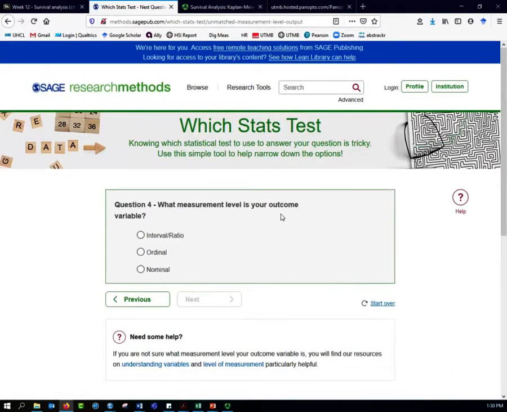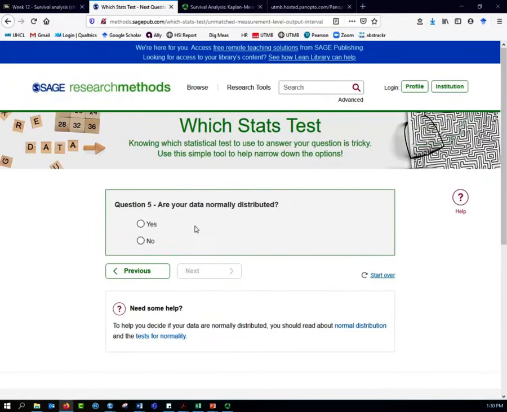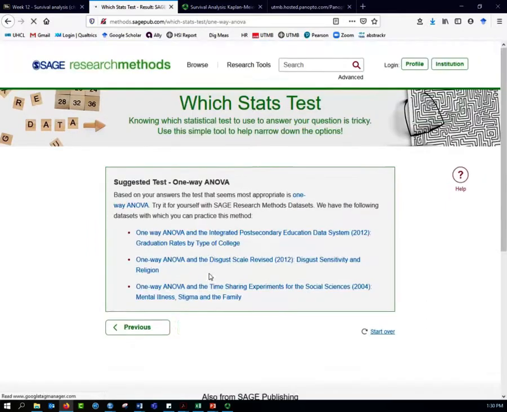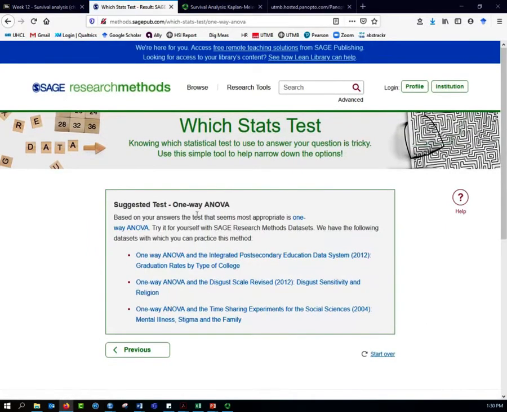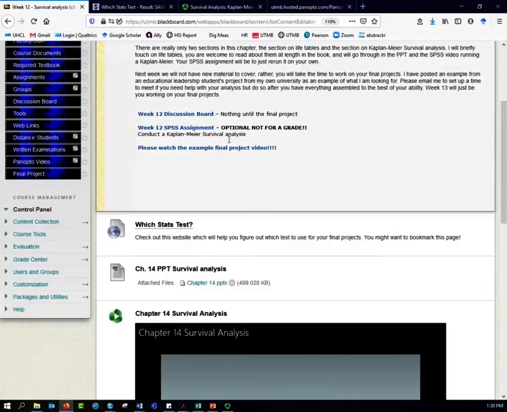Now, which measurement is your outcome variable? So that's the one we're trying to determine if there's a difference between. So I would say interval or ratio. Click next. Are your data normally distributed? We're just going to assume yes. Say yes, unless we have a tiny little sample. So we'd say one-way ANOVA. Based on your answers, the most appropriate seems to be a one-way ANOVA, and this will give you all kinds of information, but we have plenty of information in the Blackboard site. So that's posted here, and I'll have this video that I'm making right now posted just below it. Okay.